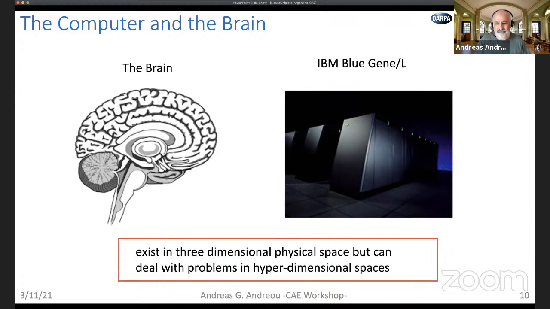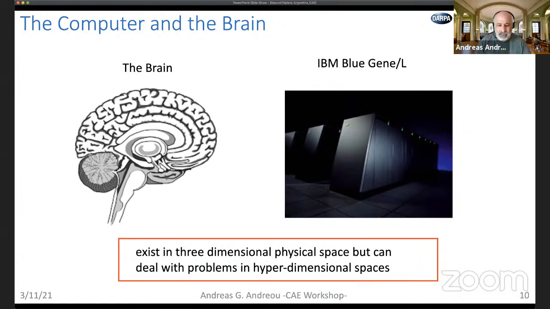exist in three-dimensional physical space, but can deal with problems in hyperdimensional spaces. I say this because from the early days of building powerful supercomputers like the Connection Machine, it was realized after they built it that that machine could only do well at solving problems which naturally map into a three-dimensional space. Field problems, physics field problems, where you have nearest neighbor interactions, are good. Deep neural network problems were not very well mapped on the Connection Machine.